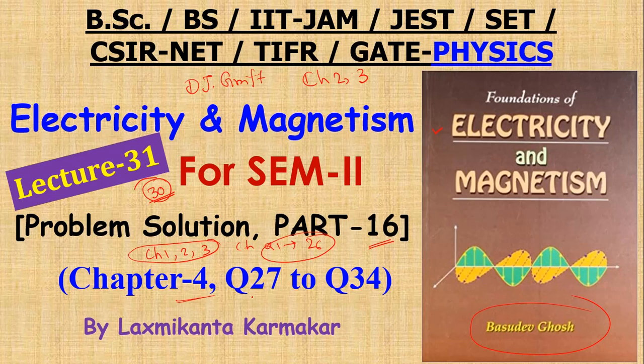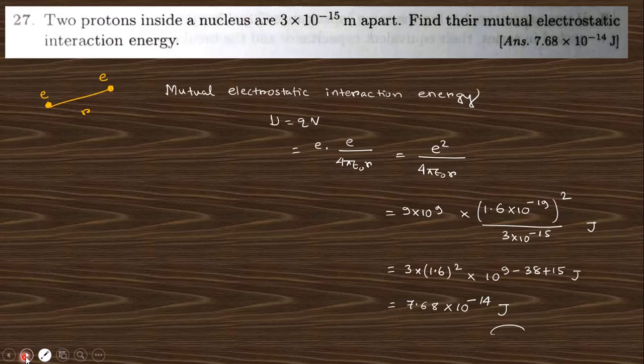So let's start today's topic, that is question number 27 to question number 34 of this book, chapter 4, we want to discuss, right? So let's start with question number 27, which says that 2 protons inside a nucleus are 3 into 10 to the minus 15 meter apart. So this is the distance of the 2 protons. Find their mutual electrostatic interaction energy.